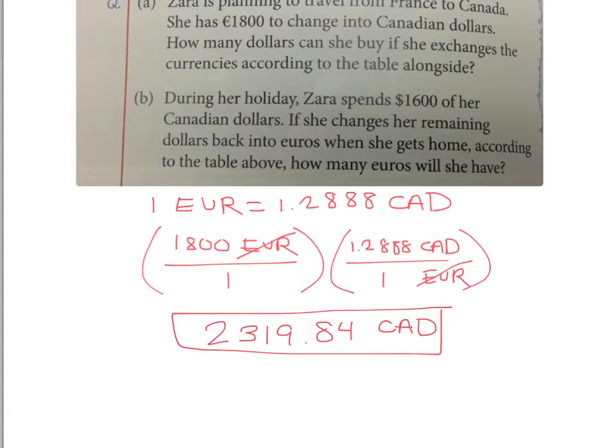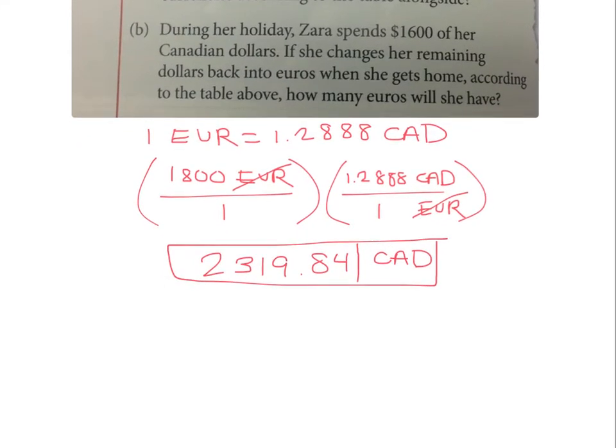So, okay, let's take a look at the second part of the problem. It says, during her holiday, Zara spends 1,600 of her Canadian dollars. If she changes her remaining dollars back into euros when she gets home, how many euros will she have? Okay, so taking a look at that, we are going to start by figuring out how many Canadian dollars she has right now.